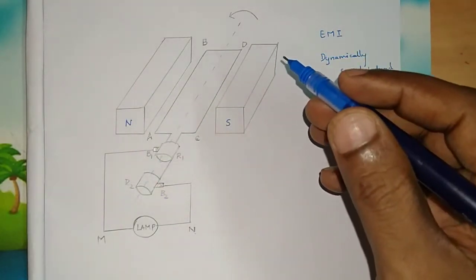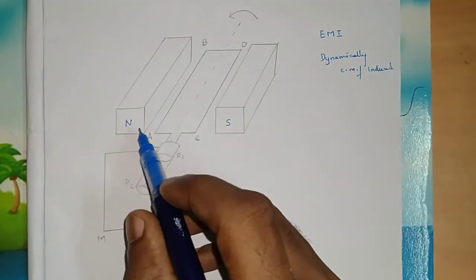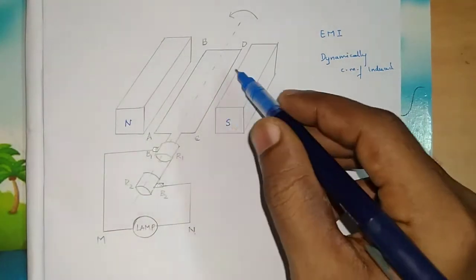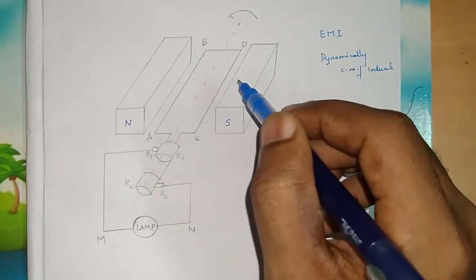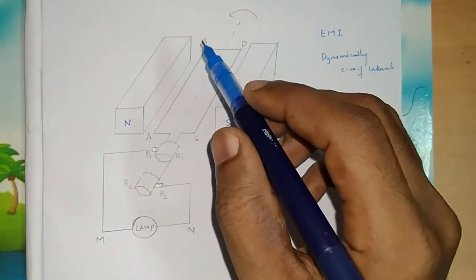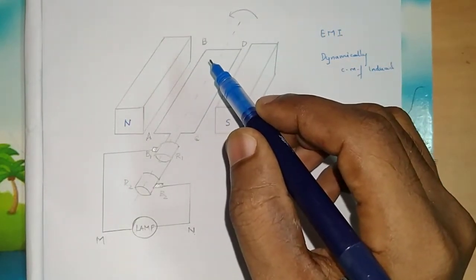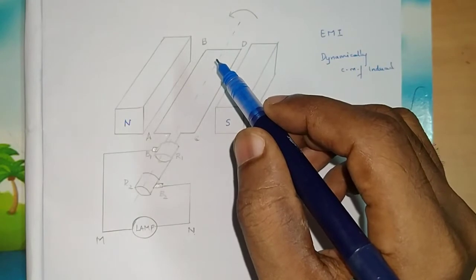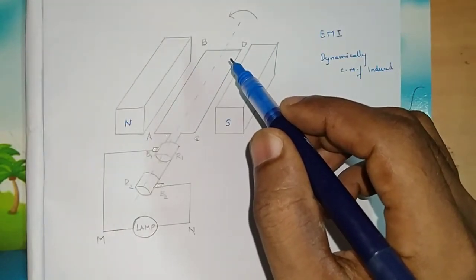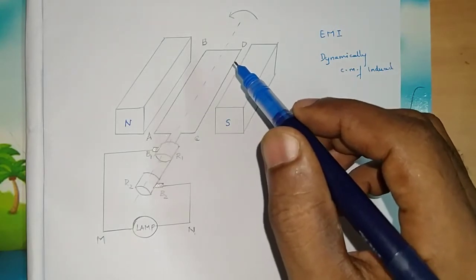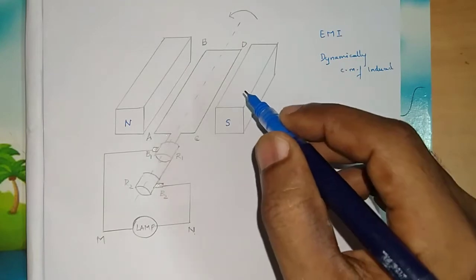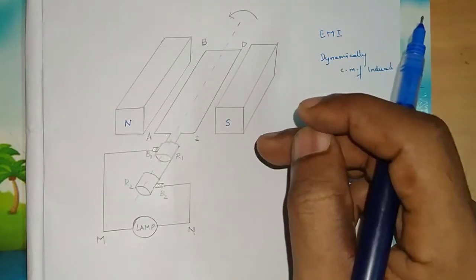I'll explain in detail step by step. We need to consider two magnets, north and south pole. In between the magnets there will be a conductor. When this conductor rotates between the magnets, it will cut the magnetic lines of force, and when it cuts them, the flux changes. Flux is nothing but magnetic lines. So when the conductor cuts the magnetic lines, it is a change in flux. Whenever there is a change in flux, according to Faraday's first law, EMF has to be induced. This is how EMF is induced in the generator.